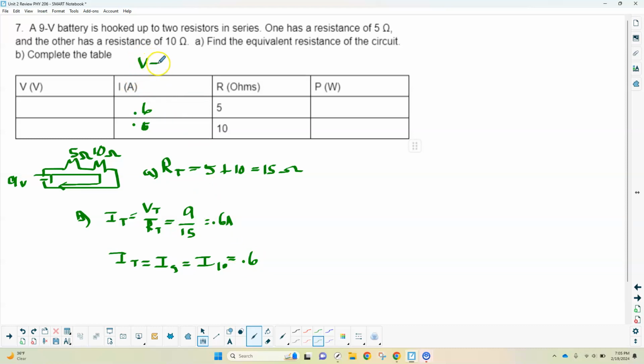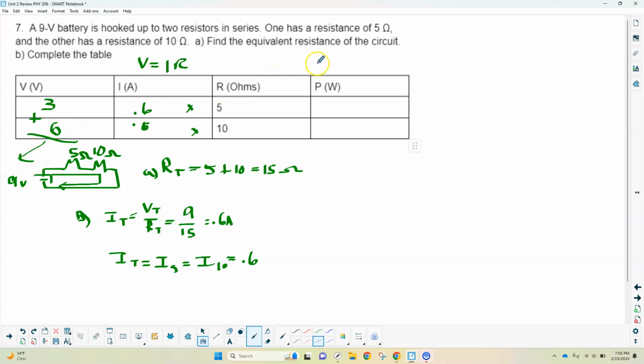So we're going to use V equals IR and solve for V. So I have I and I have R for both of these. So 0.6 times 5 is 3. 0.6 times 10 is 6. If I add them together, it should get me the total voltage. 3 plus 6 equals 9. So we're good for that part.